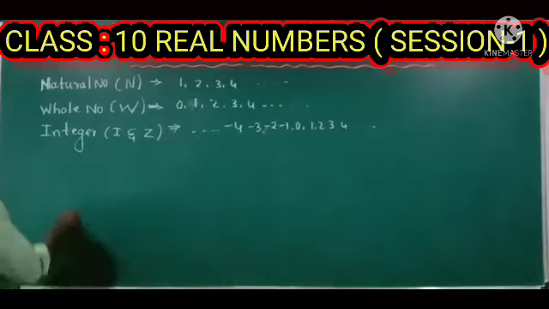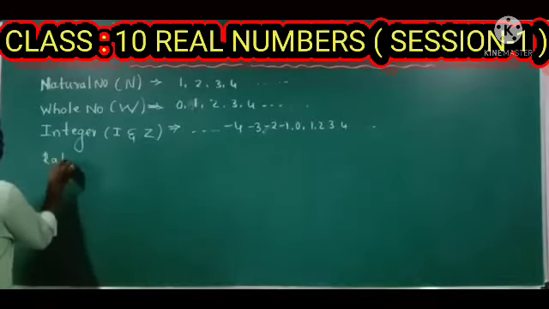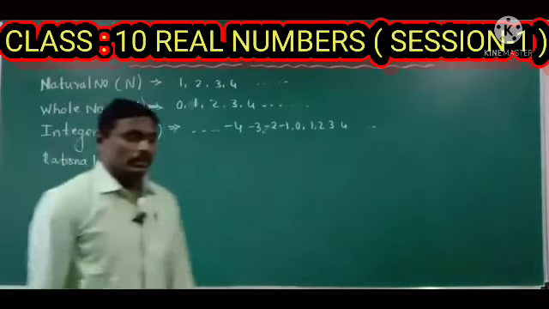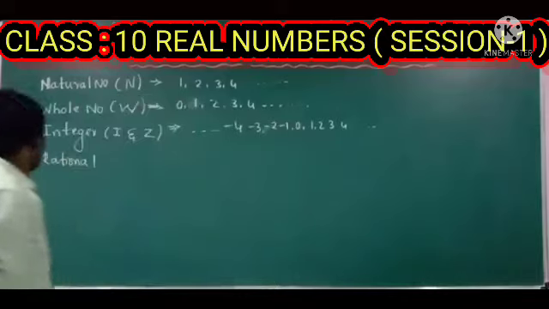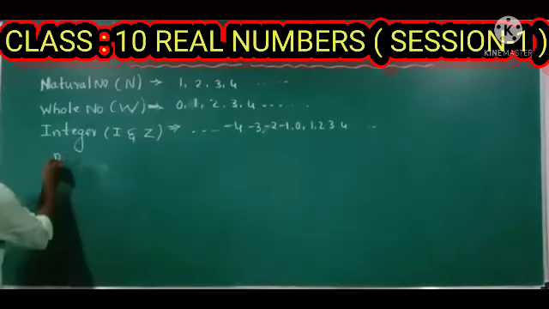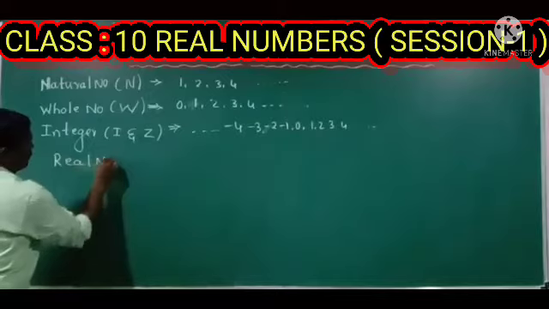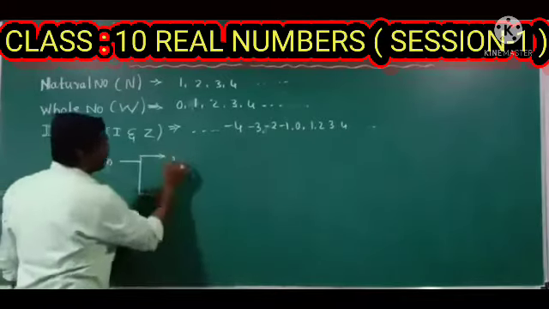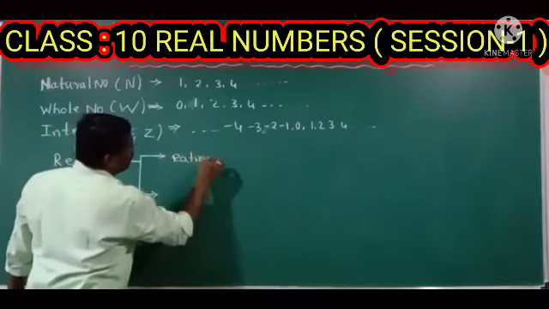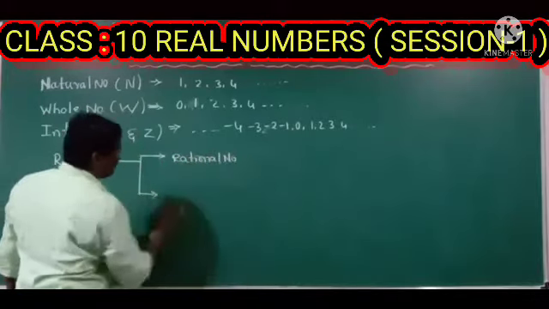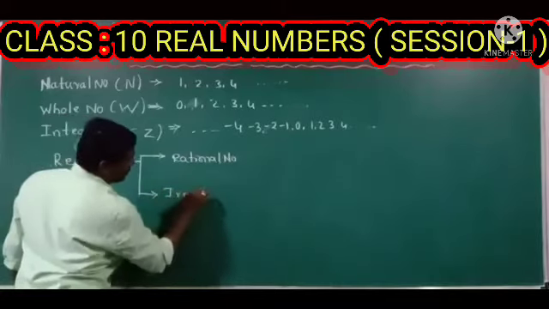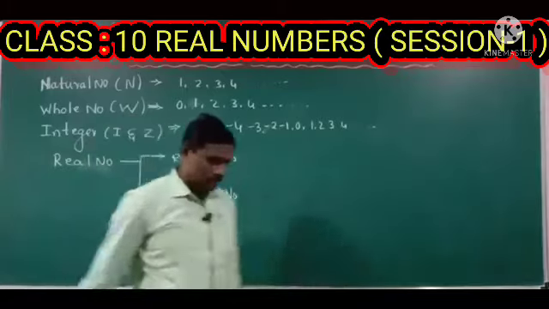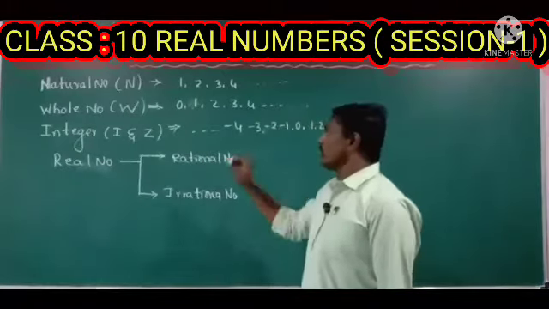Okay, next one, rational numbers. These rational numbers are forms of real numbers. Again, we are dividing the real numbers into two types. The first one is rational numbers, and the second one is irrational numbers.